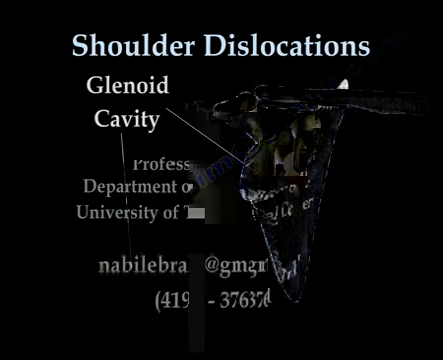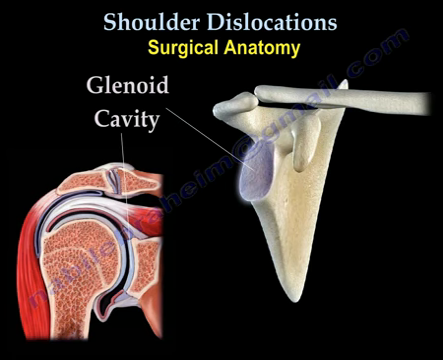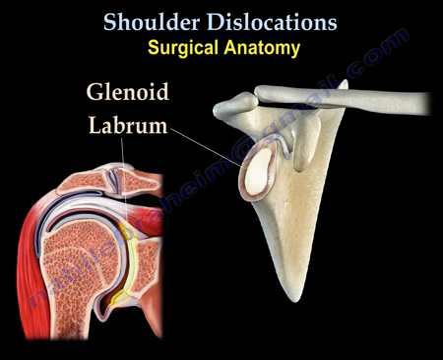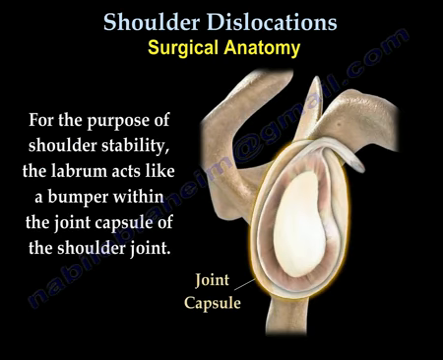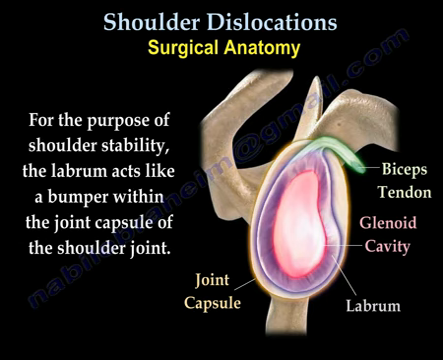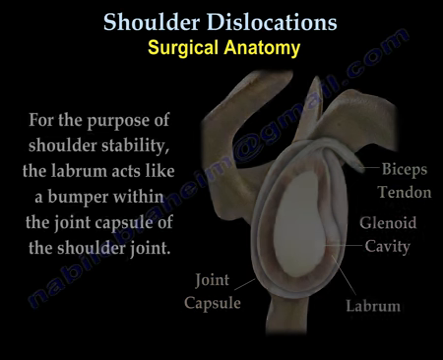You can see the glenoid cavity as a part of the scapula, and the labrum is attached to the glenoid. The labrum reinforces the glenoid cavity and acts as a bumper within the joint capsule of the shoulder joint.